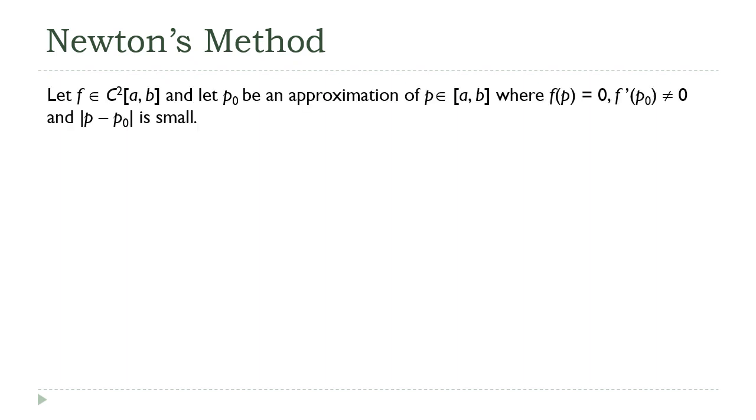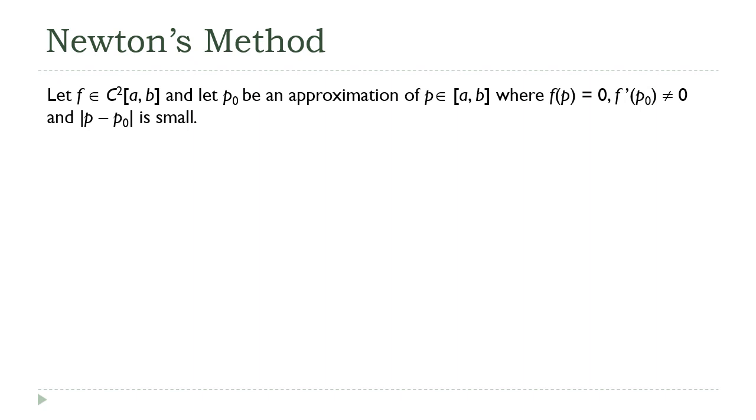We're going to start with a C2 function, that is a function whose first and second derivatives are both continuous on a closed interval. We'll let p be a value on that interval such that f of p equals 0. That's the exact solution. We'll let p sub 0 be an approximation of that number. And we have that same additional requirement here that the derivative cannot be 0 at that approximation. Now, I've also got one extra little requirement here at the end, that the absolute value of p minus p0 is small. And what that's saying is our first approximation needs to already be reasonably good.